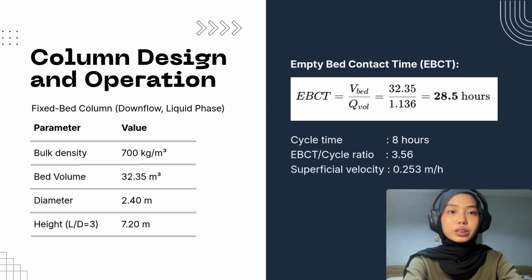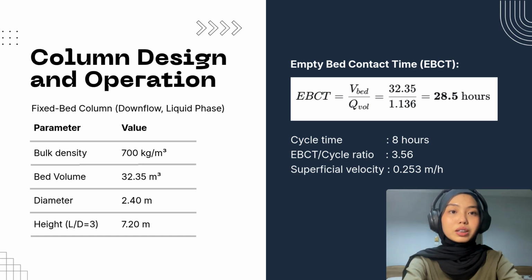The system operates in the liquid phase at 40 degrees Celsius and approximately 1.5 megapascal, which maintains the methanol-water mixture in liquid state and facilitates efficient adsorption. To size the column, we first need the bed volume. Using the bulk density of molecular sieve 3A, which is 700 kilograms per cubic meter, we divide the adsorbent mass of 22,643 kilograms by 700, giving us a bed volume of 32.35 cubic meters.